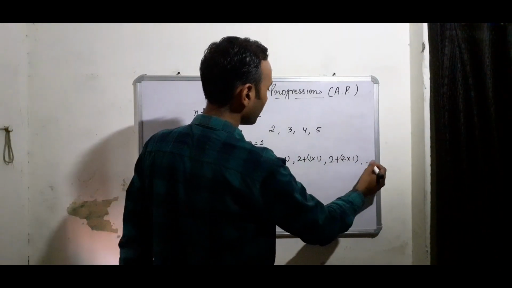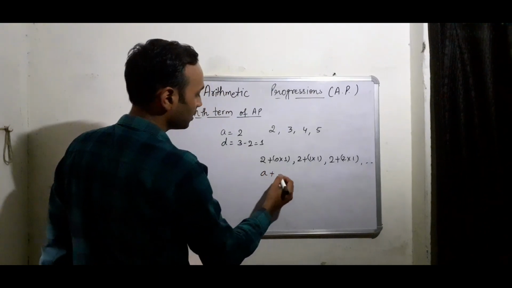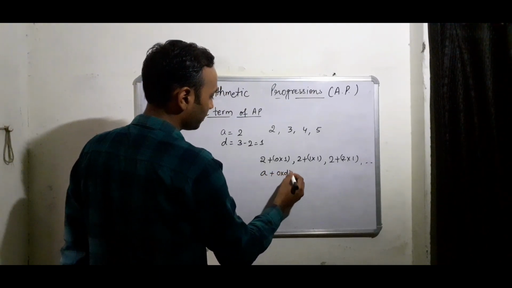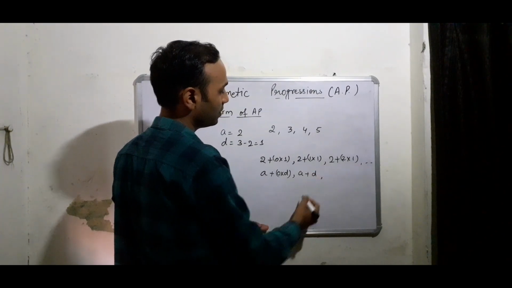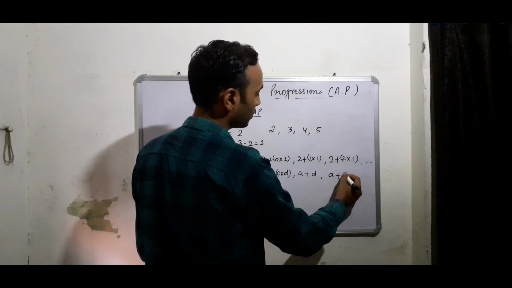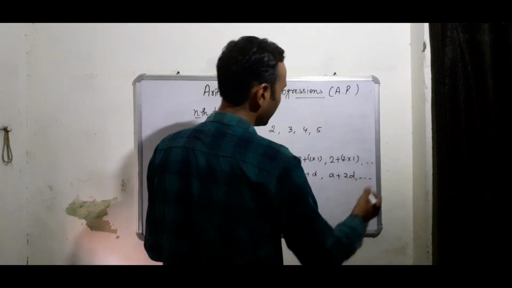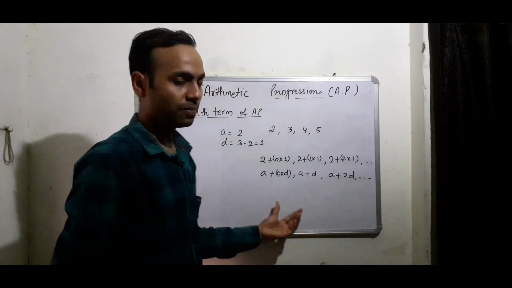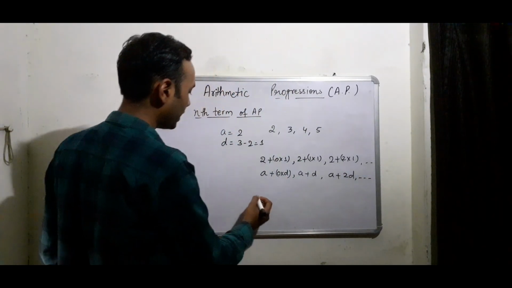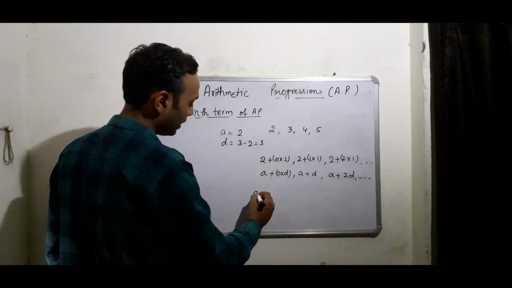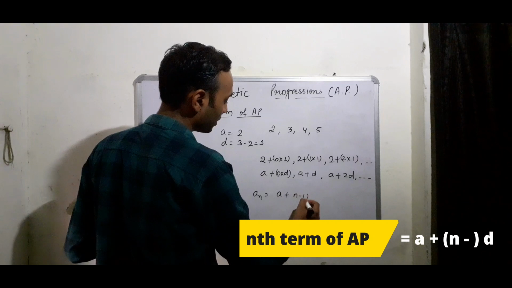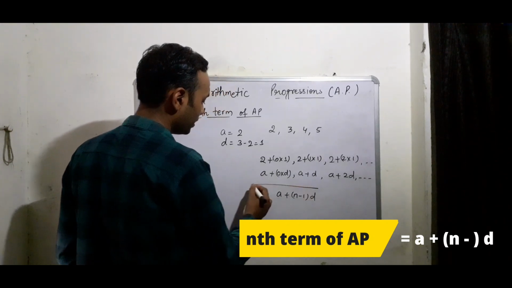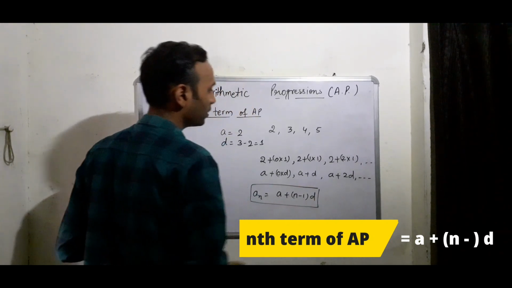Okay, we write a plus 0 times d, a plus 1 times d, and a plus 2 times d. So this is the general form of an AP. So we can write the nth term: an equals a plus (n minus 1) into d. This is the formula used to find the nth term.